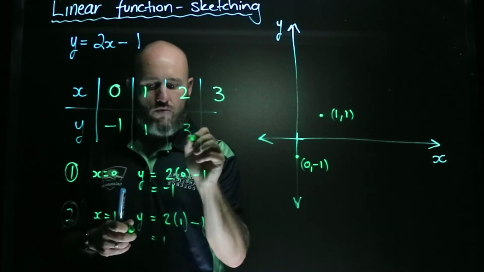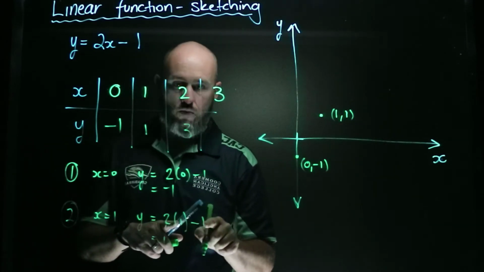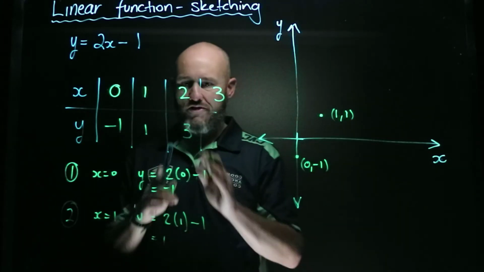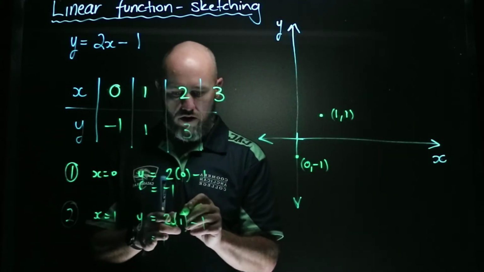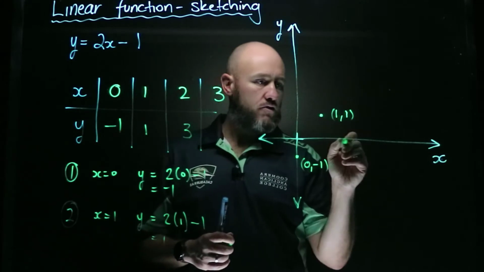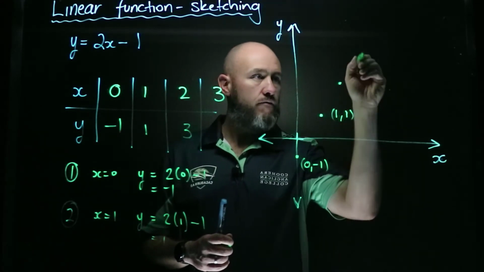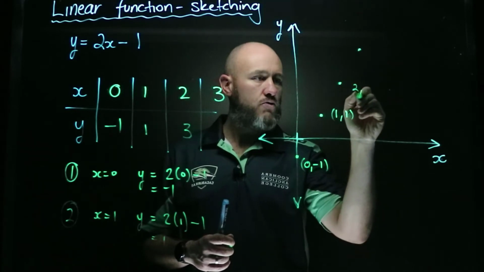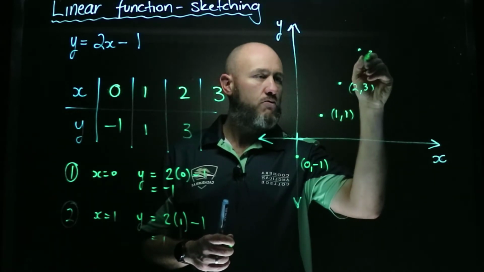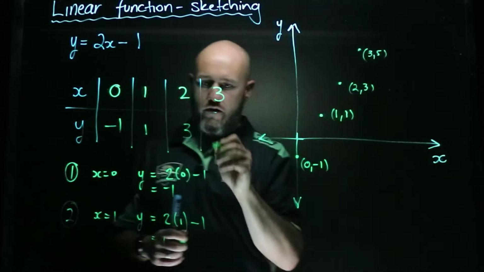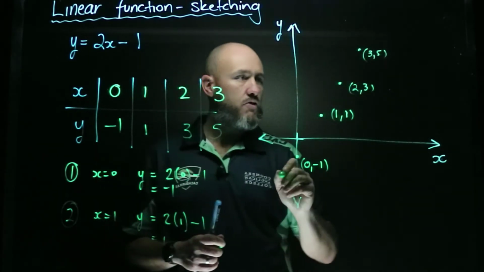2 and 3, because 2 times 2 minus 1 is 3. So my apologies, 2 times 2, that will be a 4, minus 1 is 3. So 2 and 3 is here. And then 3 and 5 is here. 2, 3, 3, 5. And now I've got a straight line.